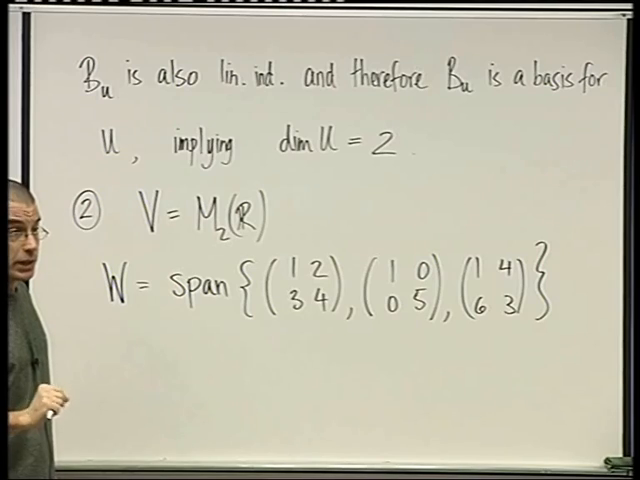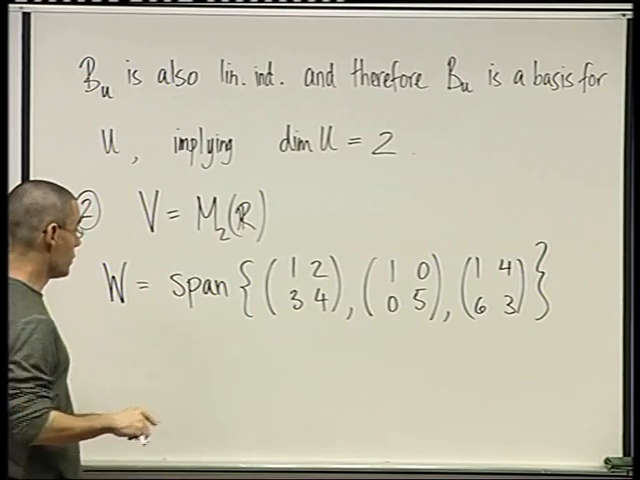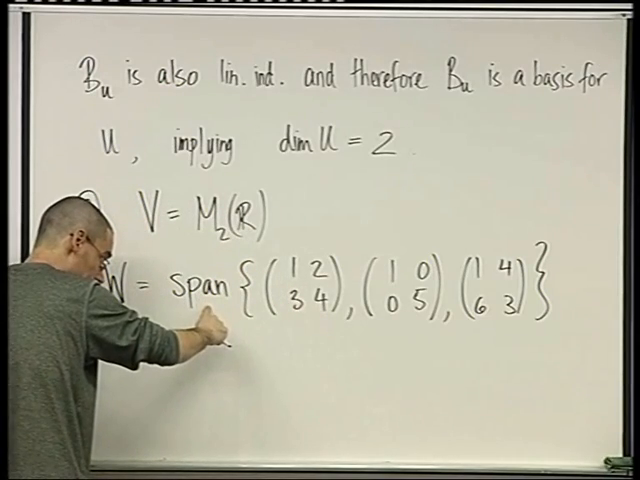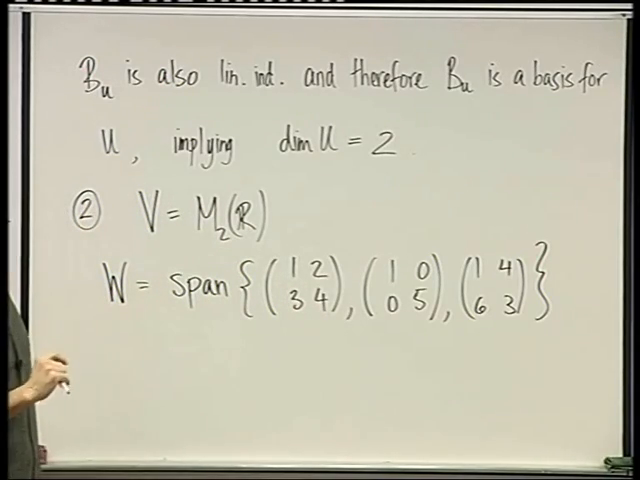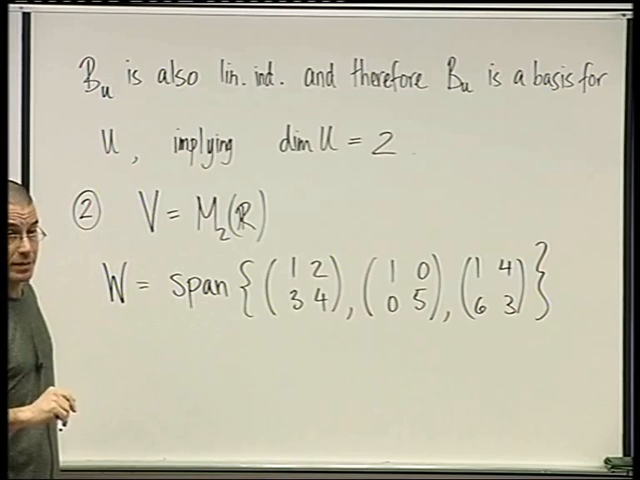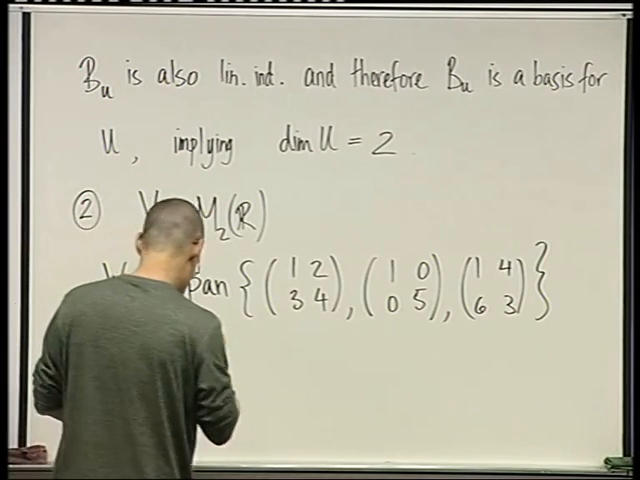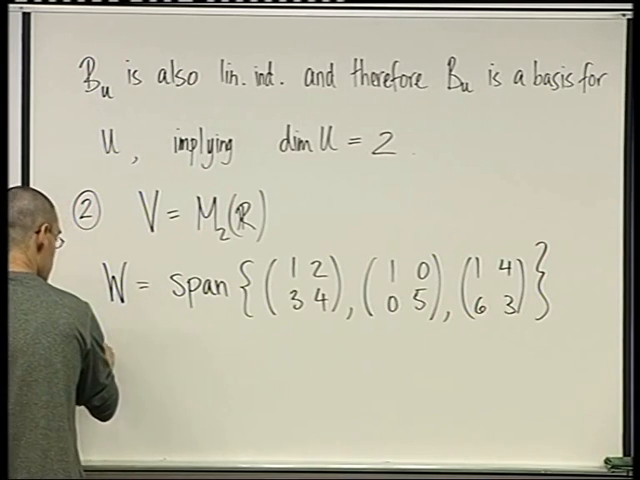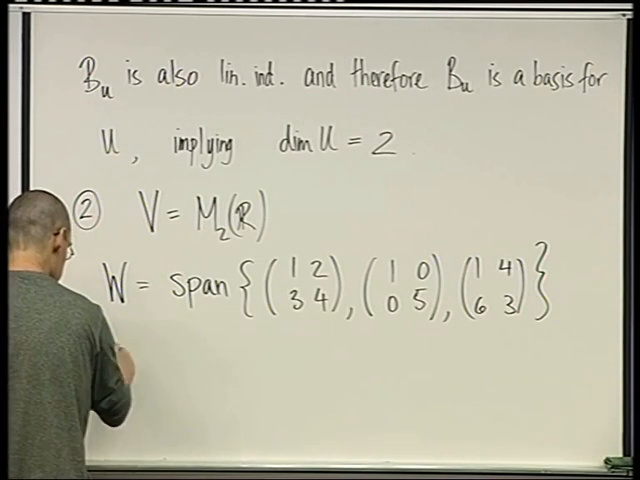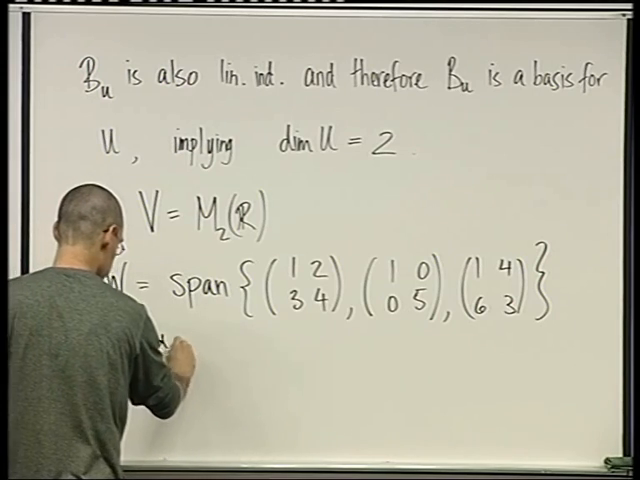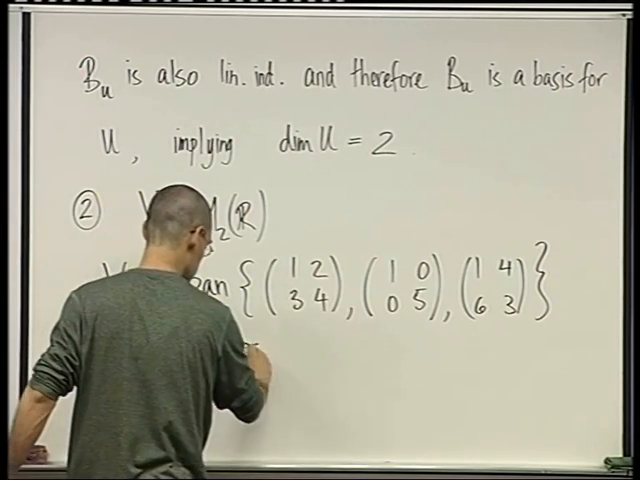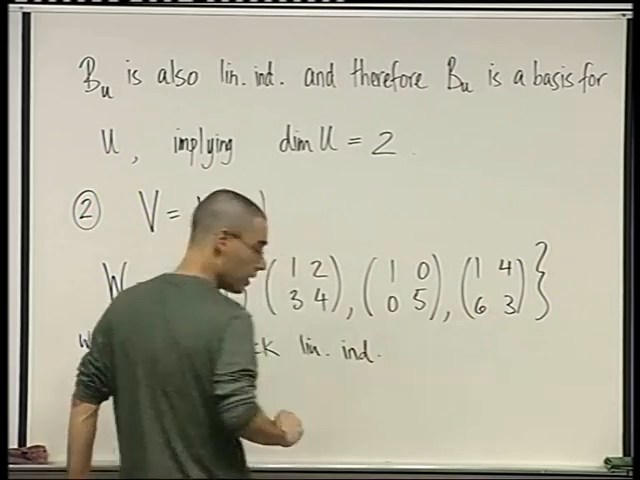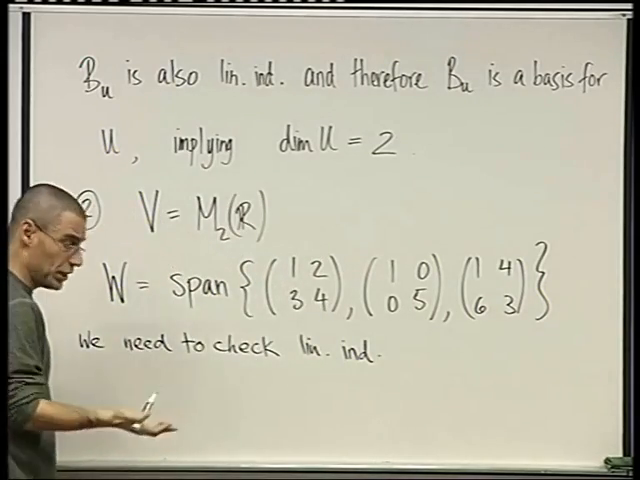W. Clear? That's important. These 3 guys are a spanning set for W, but they're not yet a basis because we don't know linear independence. So we have to check linear independence. Clear? How do we check linear independence?